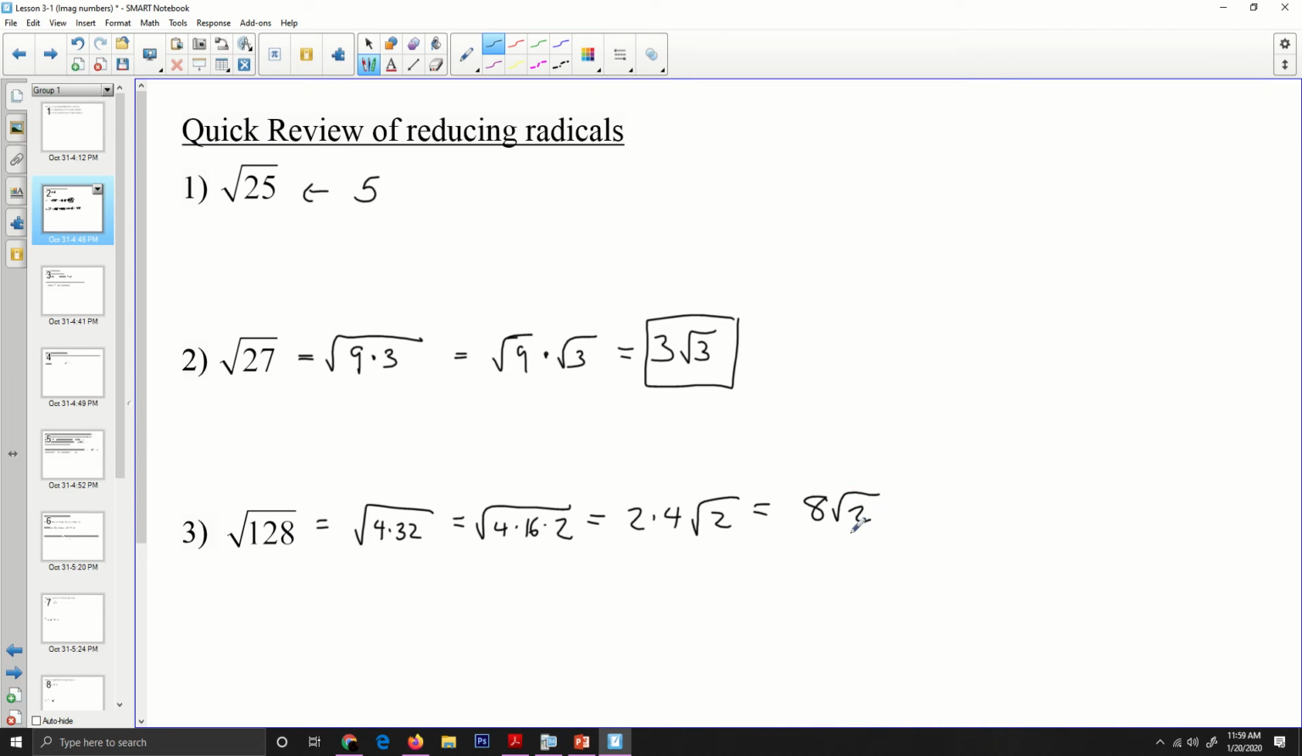Now, here's the cool thing about this: as I was working through this, I saw another number that was a perfect square that goes into 128. So just as another way, I now notice that the square root of 128 can be rewritten as the square root of 64 times 2. And 64 is a perfect square, and the square root of 64 is 8, so I can go 8 square root of 2, and I get the same answer either way. So I'm real happy with that.